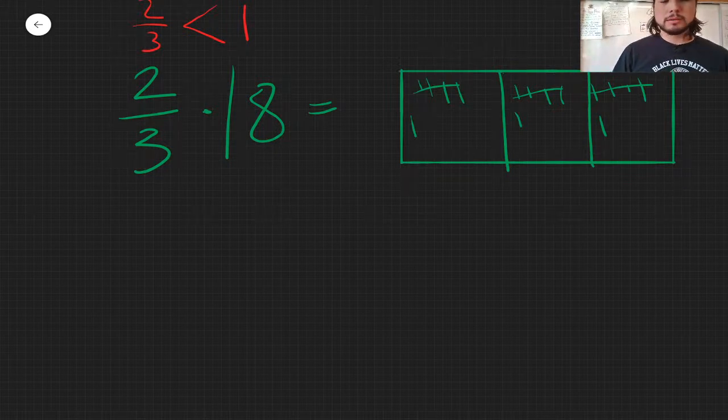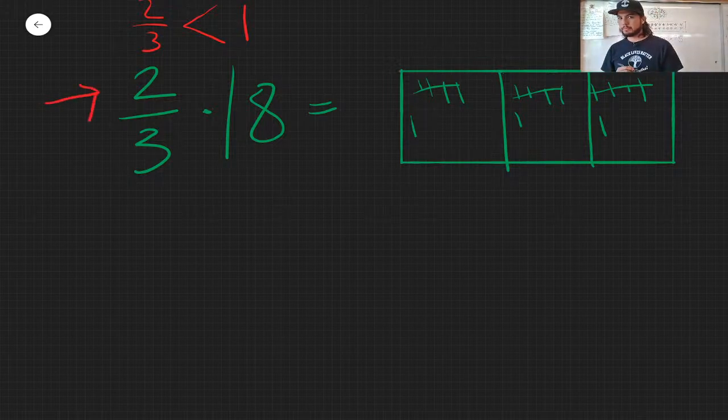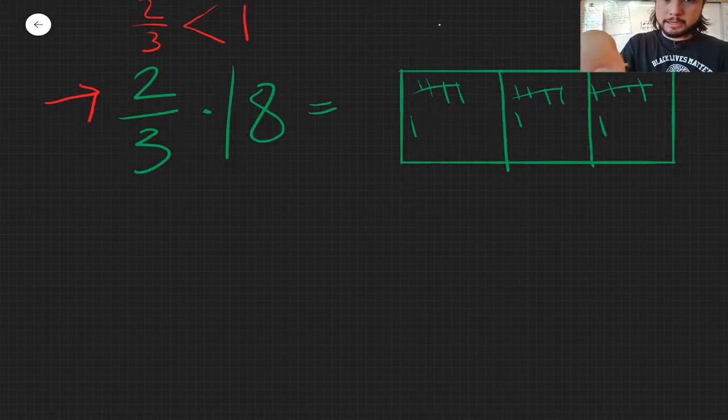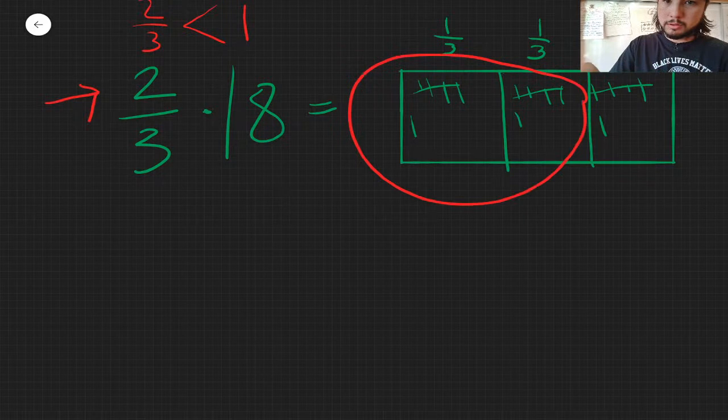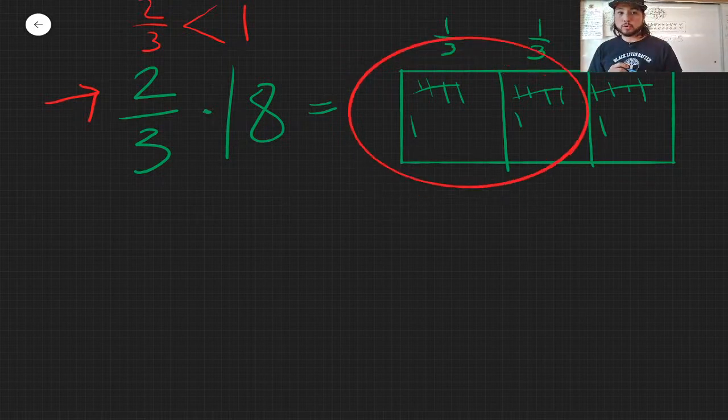So is my answer 6? Why not? Why isn't my answer 6? I would agree that it's not, but why not? How many thirds are we looking for here, right? 2 thirds. So we know 1/3 of 18 is 6, but we need 2/3. So in this case, we need 6 plus 6, or 12.